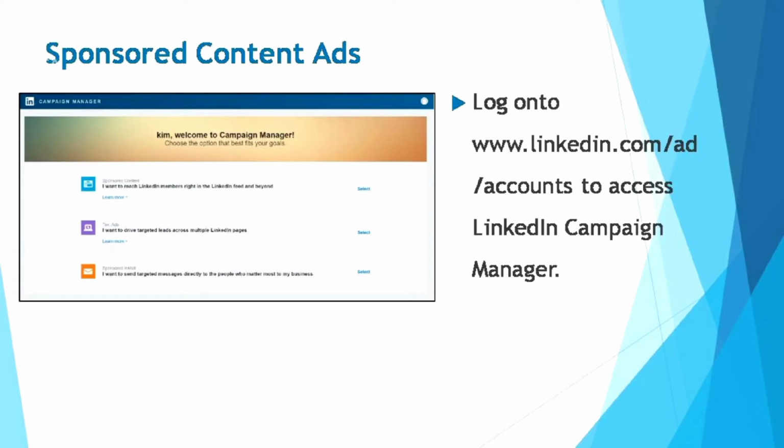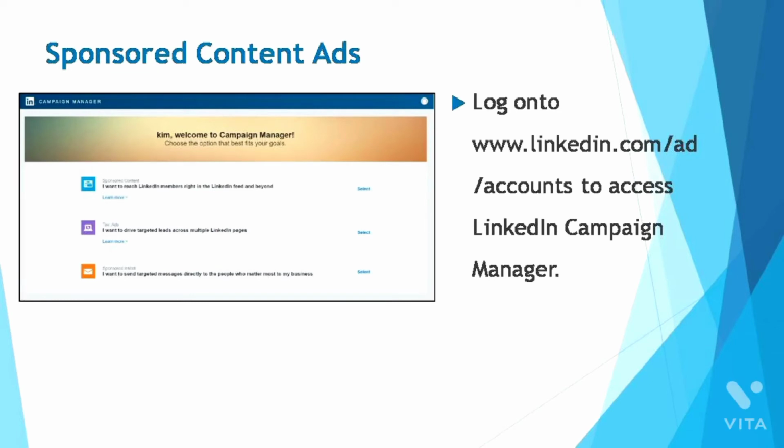So once you've created a business account, head over to linkedin.com/ad/accounts to access LinkedIn Campaign Manager. You will then be landed on this page where LinkedIn greets you, "Welcome to Campaign Manager." Here you can choose to either use sponsored updates and text ads. In this tutorial, we'll be going with sponsored updates, so select the first option.